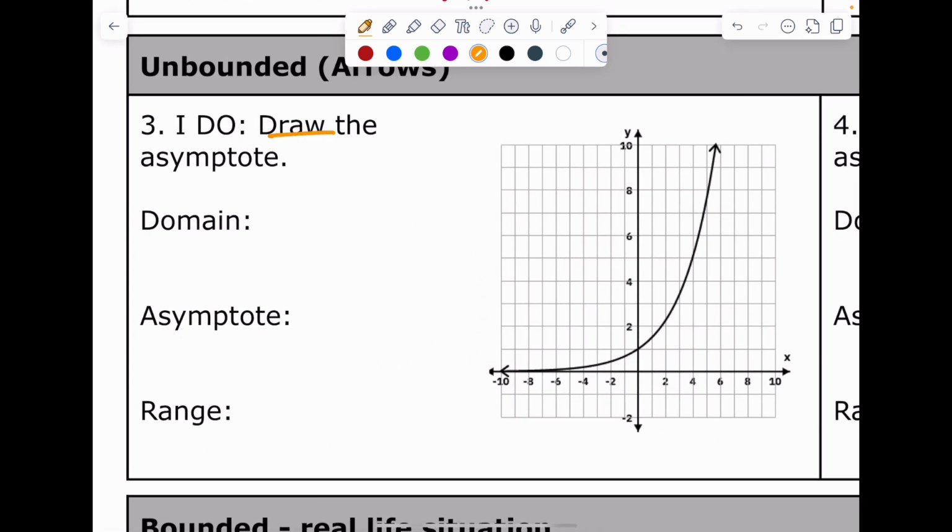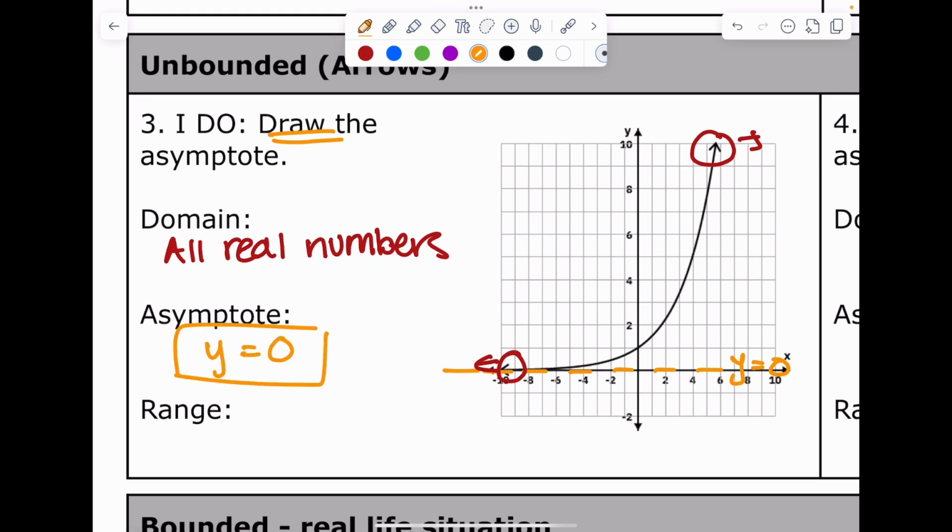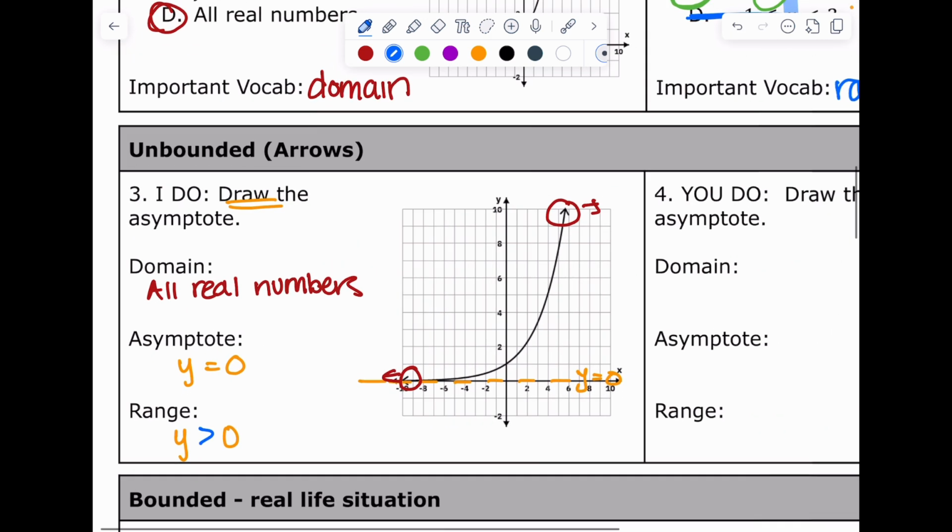Now, our first step is draw the asymptote. On these, we're going to draw our asymptote, y equals 0. Now, if we have an arrow to the left and an arrow to the right, our domain is all real numbers. My asymptote is y equals 0. This is what we're going to use to write the range. We're going to write exactly the same y, 0, but instead, we're going to change the symbol from an equal sign to this symbol. Every time. Okay? So let's try it one more time.